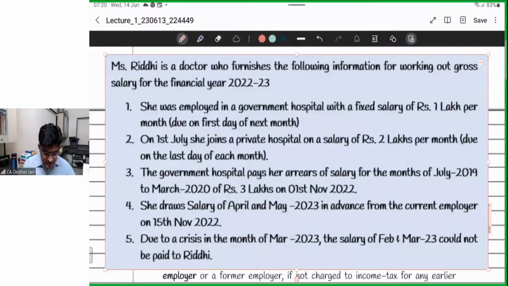So a loophole there. Now, due to a crisis in the month of March 23, the salary for February and March 23 could not be paid to Riddhi. Right? So salary was not paid for the month of February and March, though it becomes due. Now, could you work out the amount of salary that is going to be taxed? Can you give me a number?